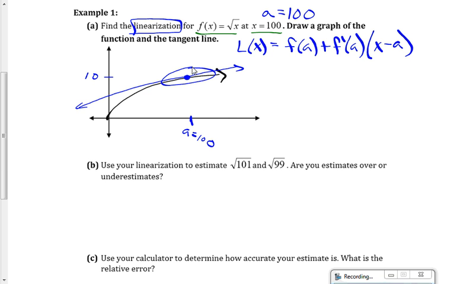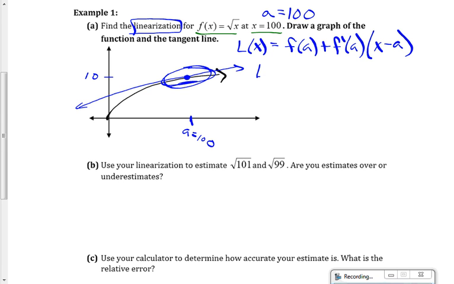If I was going to try to find the square root of 67, would I use this tangent line? No. If I wanted the square root of 67, I'd probably use an a value of 64. Does that make sense? So the tangent line we're about to find is a generalized approximation, but it's going to be specific to that region close to x equals 100. Okay? So let's plug some things in, substitute, if you will.